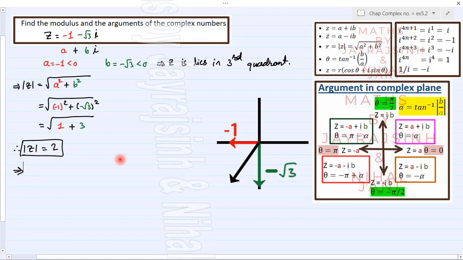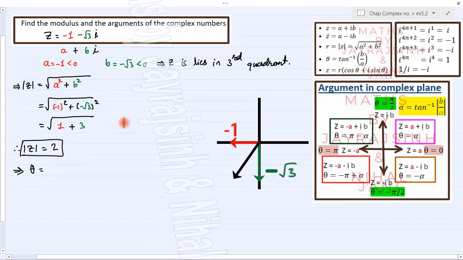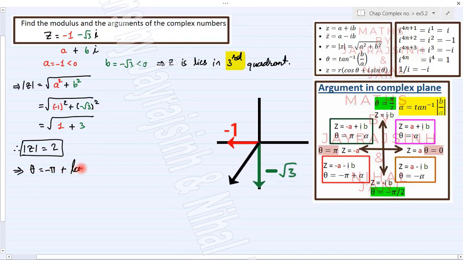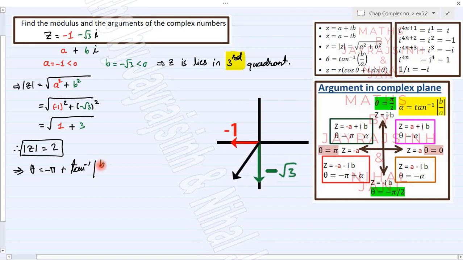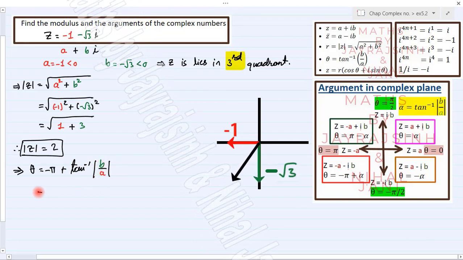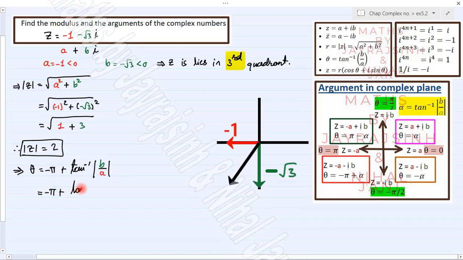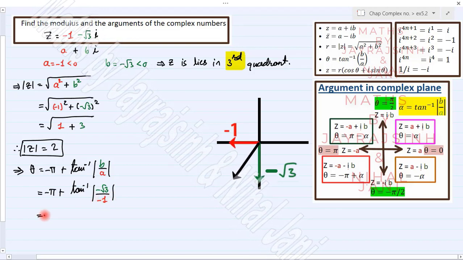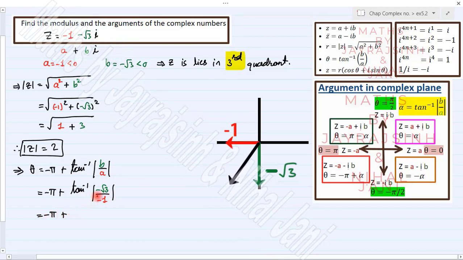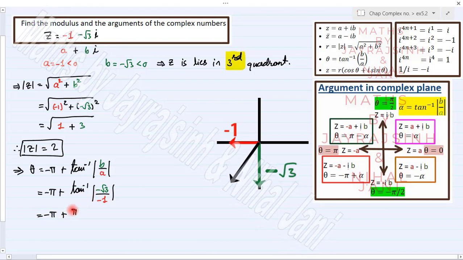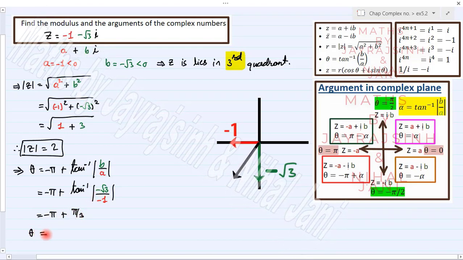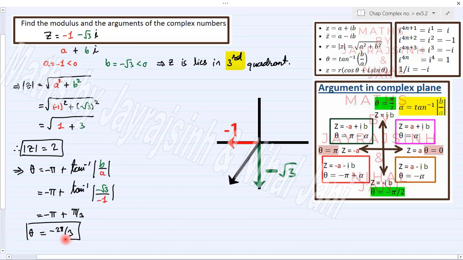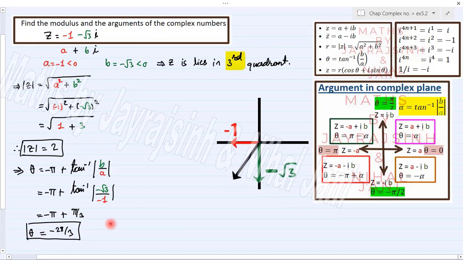Now the second quantity which we need is argument theta. For third quadrant it is given by minus pi plus tan inverse of mod b by a. So your b is minus root 3 and a is minus 1. So here we'll get minus pi plus tan inverse of root 3, which is given by pi by 3. So we will get theta is equal to minus 2 pi by 3 as the argument. So tada!